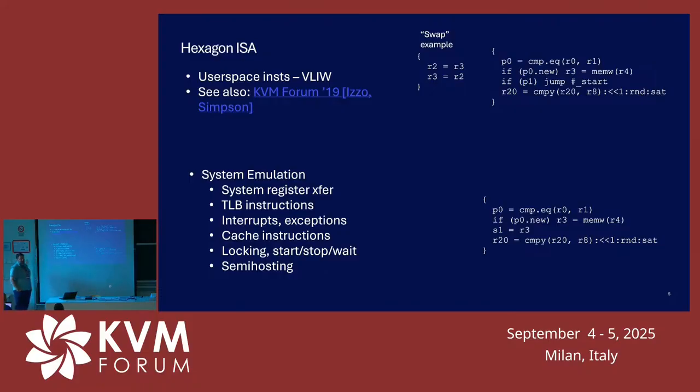What other parts of system emulation are there? Things you might expect: TLB instructions, interrupts, exceptions, instructions that deal with cache. Even though the cache isn't modeled, some of the semantics are dependent on the metadata associated with the cache, so that is modeled just to preserve the general behavior of the instructions. There are some locking instructions that are able to start and stop hardware threads, wait for interrupts, and semi-hosting. Generally, a lot of the use cases that we deal with rely on semi-hosting.